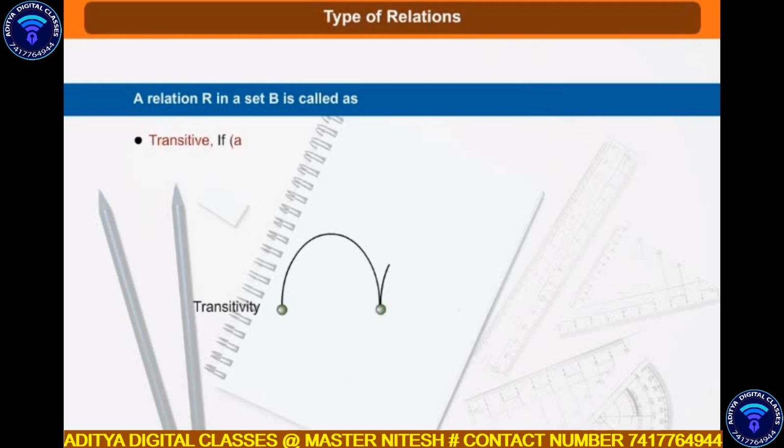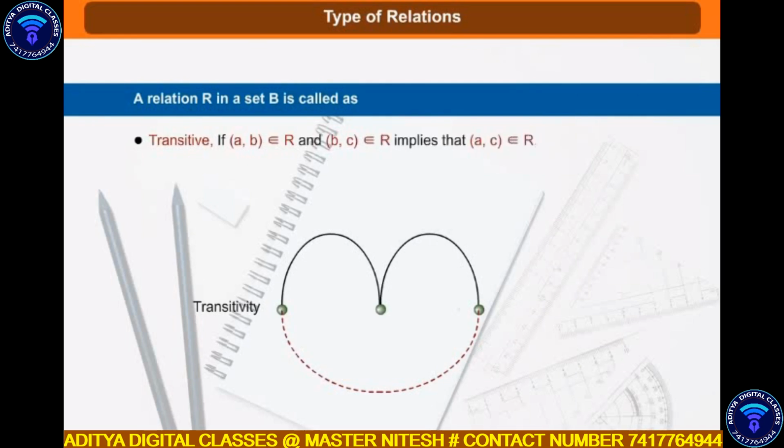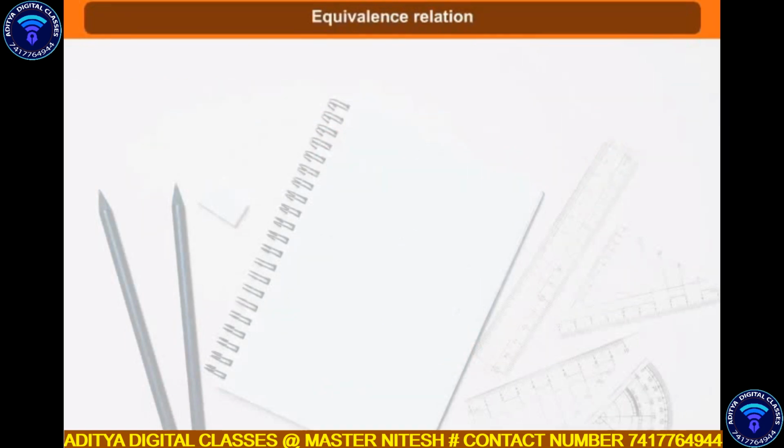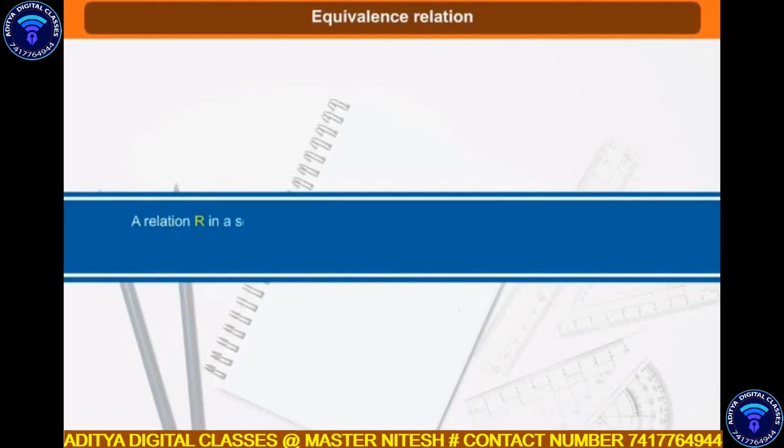Transitive. If (a, b) belonging to R and (b, c) belonging to R implies that (a, c) belonging to R for all a, b, c belonging to A, that is, if an element a is related to b and b is related to c, then a is also related to c. Equivalence relation. A relation R in a set A is said to be an equivalence relation if R is reflexive, symmetric and transitive.